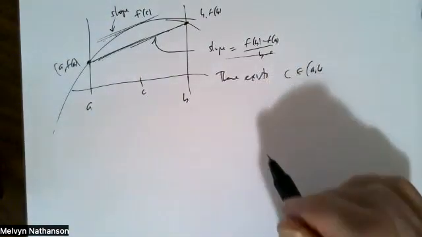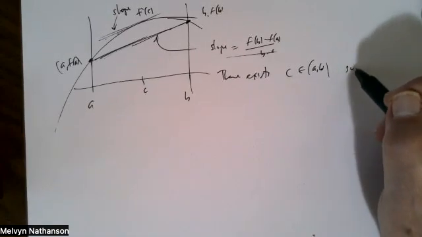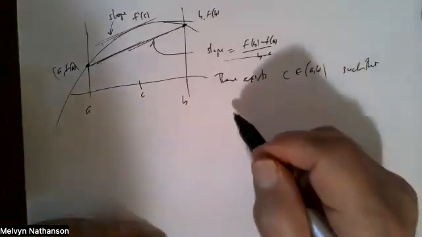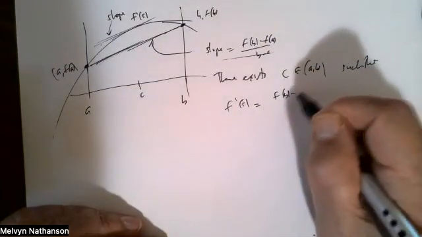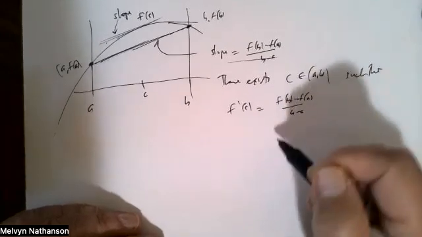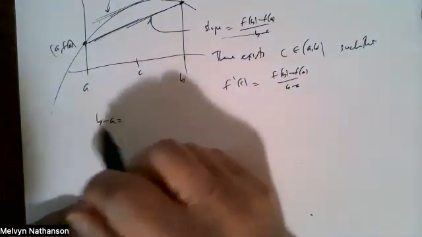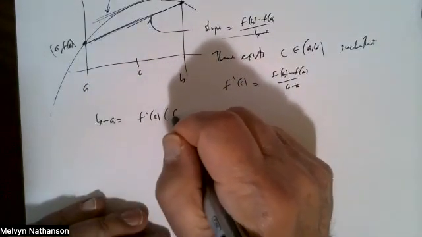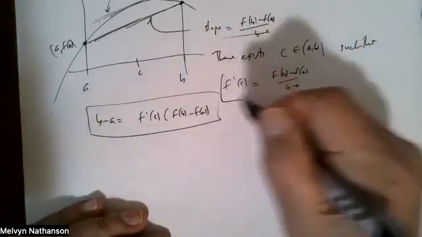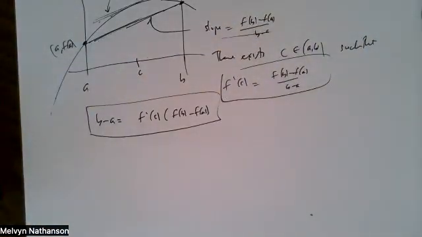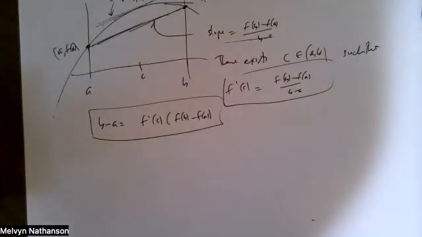The derivative gives you the slope of the tangent to a curve at a point. So there's a point C such that f prime of C is equal to f of B minus f of A over B minus A. Another way to say that is that B minus A times f prime of C is equal to f of B minus f of A, for some C between A and B. And that is the statement of the mean value theorem.